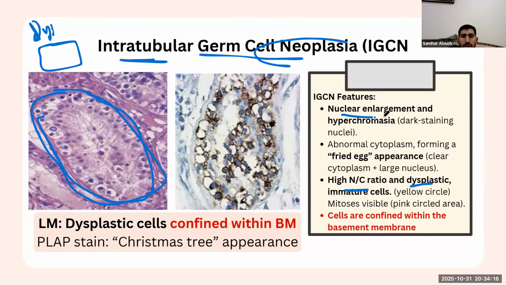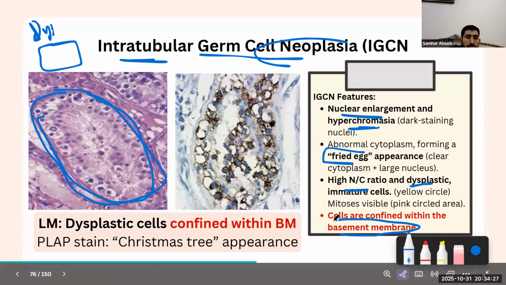Okay, what are the features? Nuclear enlargement, meaning anything cancerous, nuclear enlargement, hyperchromasia, fried egg appearance, all of this. And it's confined within the basement membrane. In light microscopy, it's dysplastic but within the basement membrane. We can do a stain for it, and it will have a Christmas tree appearance. As you can see here, I didn't bold this because I think it's not important.